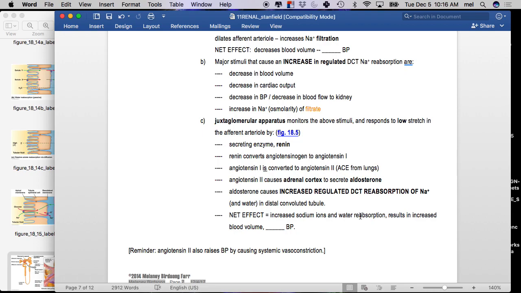So aldosterone causes increased regulated DCT reabsorption of sodium. And the net effect is increased sodium, therefore increased water reabsorption, increased blood volume, and what blood pressure? Increased blood pressure. Okay. Now, the reminder is that angiotensin 2 also raises blood pressure by vasoconstriction, but we're concentrating on the kidney right now. Good? Okay.